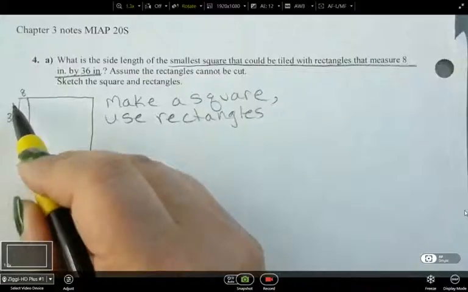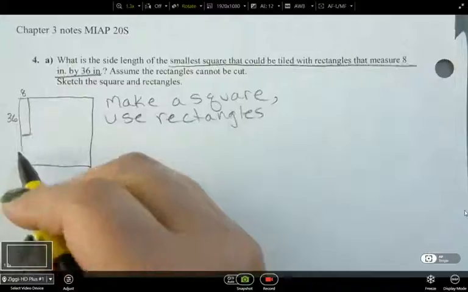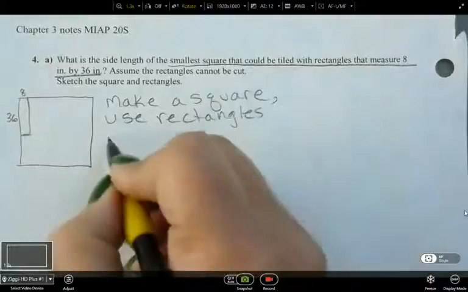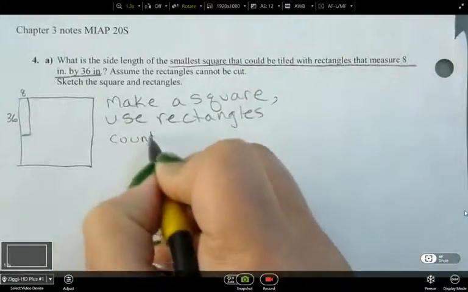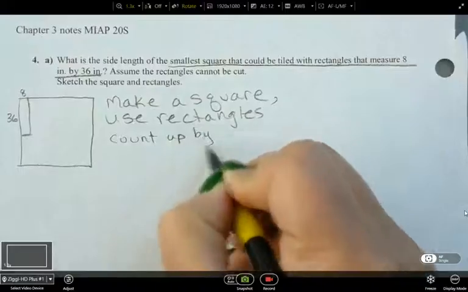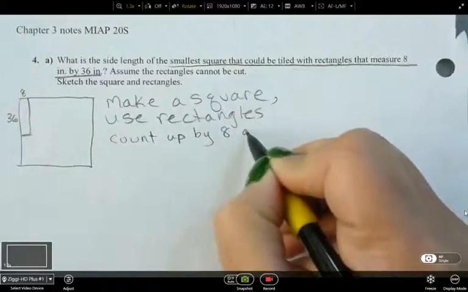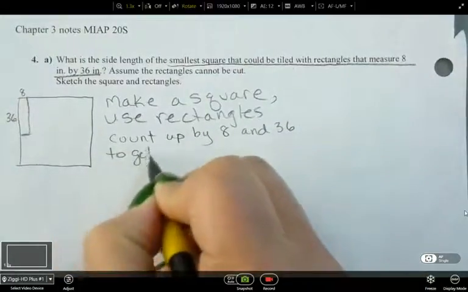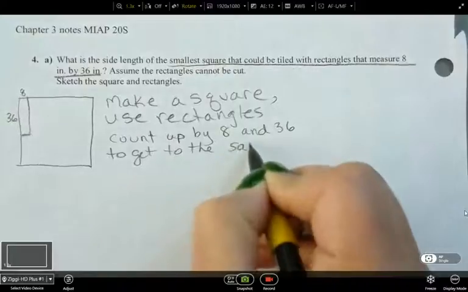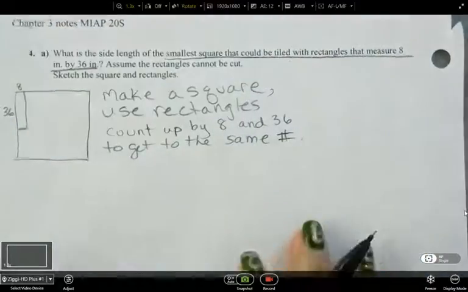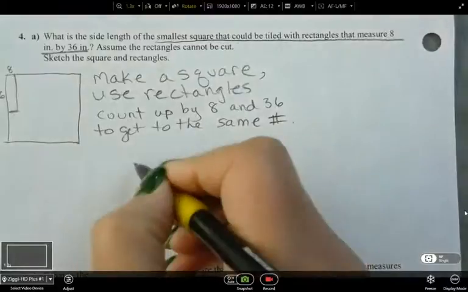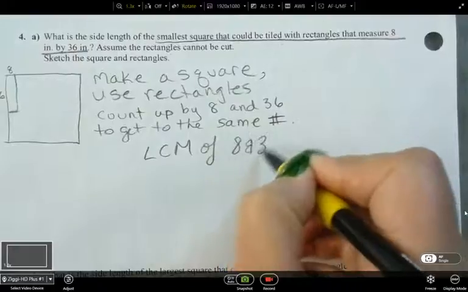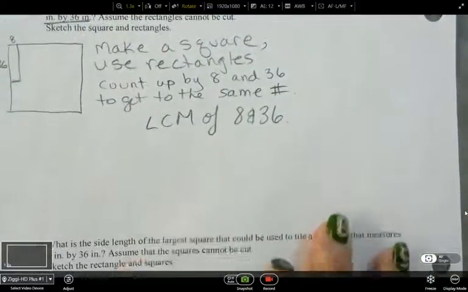But you eventually have to make a square where the length and width are equal to each other. So you are going to be counting up by 8 and 36 to get to the same number. So what concept is that? That's lowest common multiple of 8 and 36. So real quick, what is that?